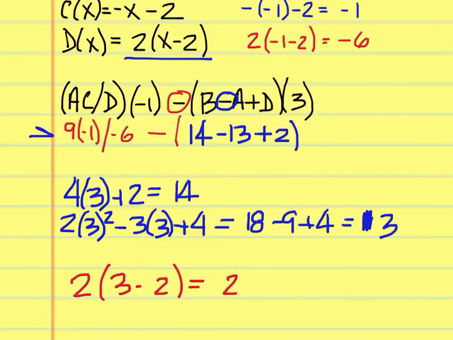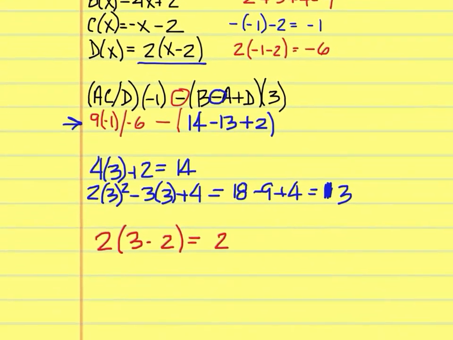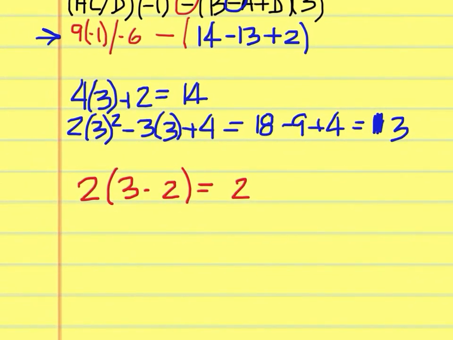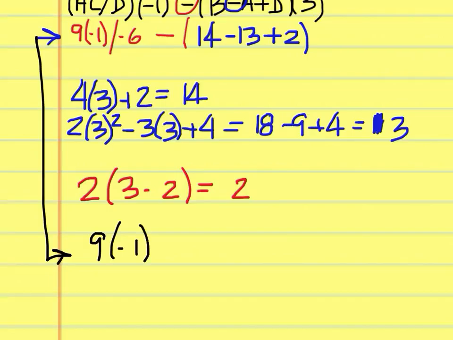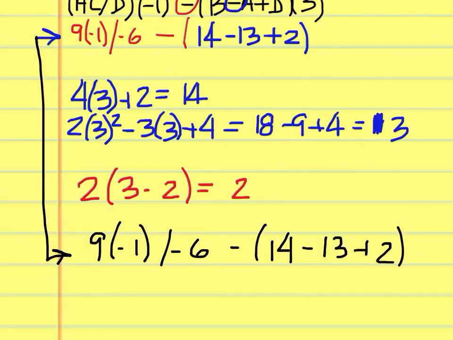So here's what I have to deal with now. I have a 9 times a -1, and I'm going to move that down here to the bottom so I have more room to work. So I'll just draw an arrow to here and recopy exactly what I have so there's no mistake. And this is what we must simplify. 9 times a -1 is a -9, I should say. And if you divide it by a -6, it comes out to be a positive 9 over 6.